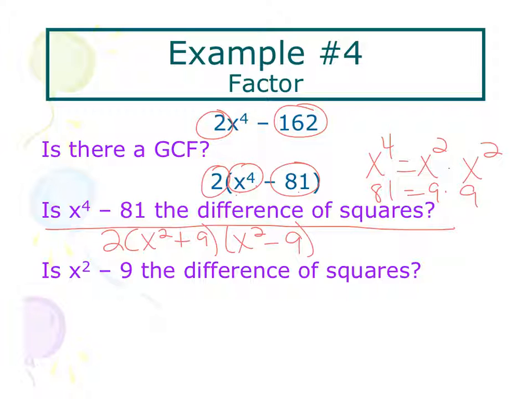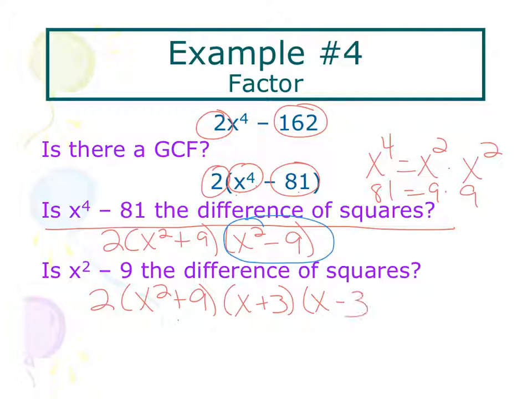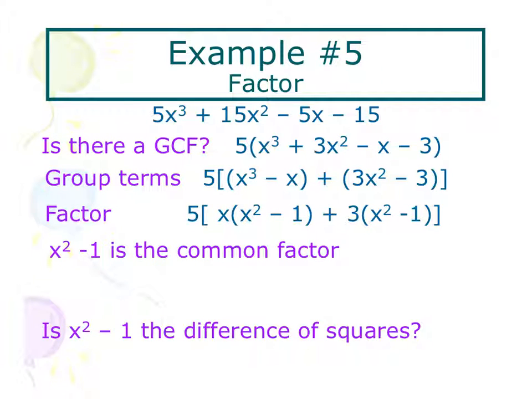And I'm not done there, because x squared minus 9 is the difference of perfect squares once again, so I can factor it even further. Now, I can't factor x squared plus 9 because it's a sum, not a difference of two squares. But I can factor the x squared minus 9 into x plus 3 times x minus 3. And there it is, completely factored.